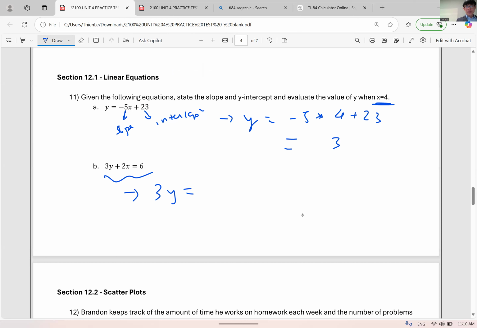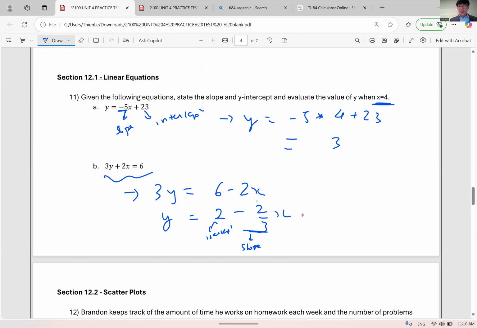You add negative 2x to both sides. Let's say you switch 2x to the other side, and you need to change the sign of that. Y equals 6 over 3, which is 2, minus 2/3 x. So this time, your intercept will be this. In the previous case, your slope was negative 5, but this time your slope will be negative 2/3, 0.667, and this is your intercept. Slope is the thing tied with x. Intercept is kind of the free guy, it has nothing to tie with.